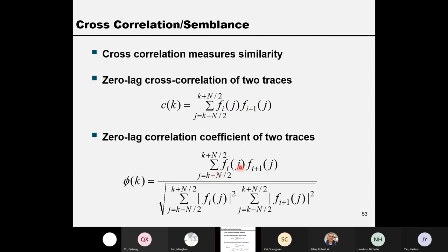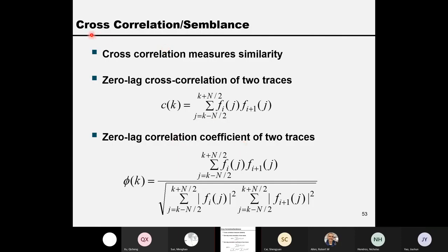But the mathematical formula, what do you do? The theoretic correlation: for the i-th trace and the neighboring trace, you just sum within a time window, you do the correlation, okay? This is called cross correlation. Correlation depends on the magnitude of your seismic data, right? So to unify that, so every different trace or every segment can be comparable, instead of cross correlation you use a correlation coefficient. Correlation coefficient is defined by the cross correlation divided by the total energy. It's normalization, basically. So you normalize the cross correlation, and it's called a correlation coefficient, okay?